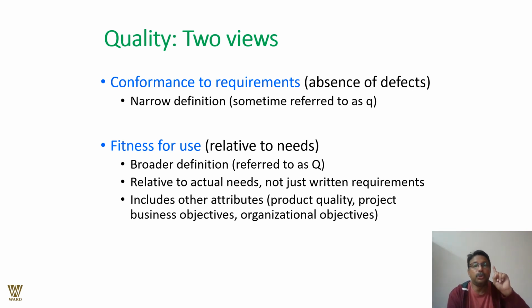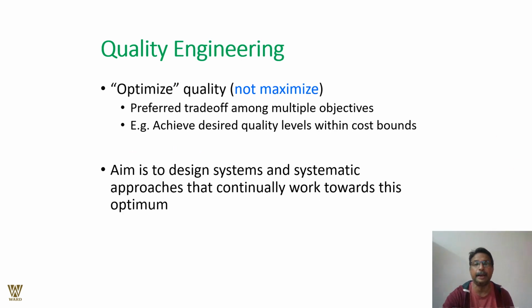So yes, two quality views: conformance to the requirement, which is abstract, absolutely pure, an ideal situation, and fitness for use, relative to the needs. So there are two things which may not be ideal, but probably you can still manage the show for the time being. So quality engineering is to optimize quality, not to maximize.